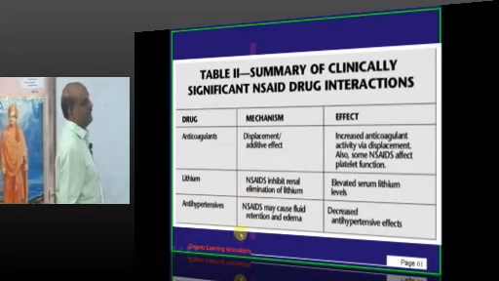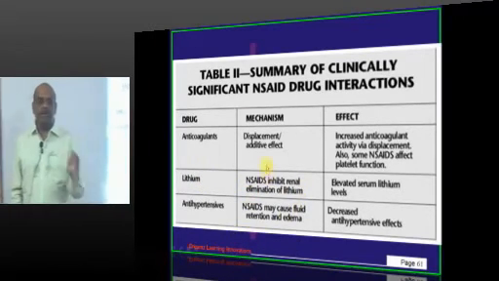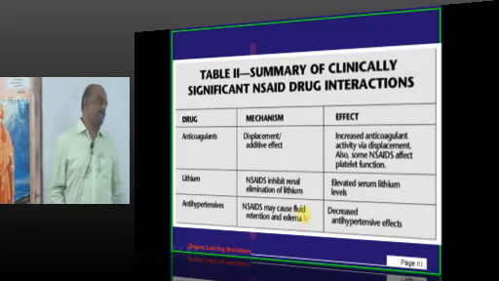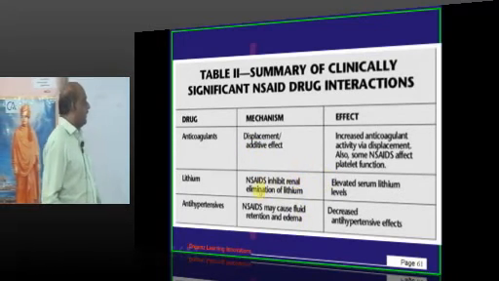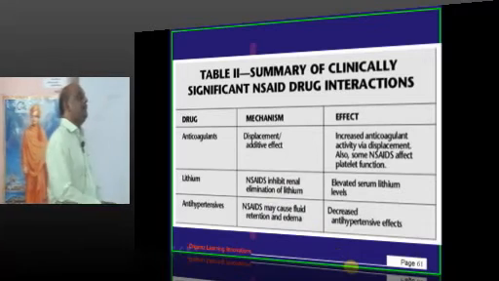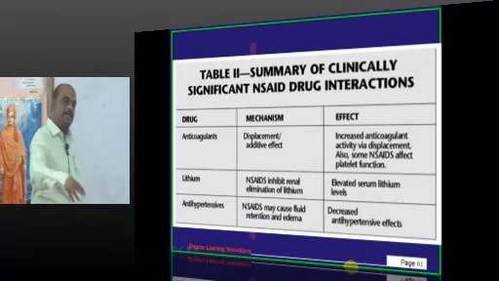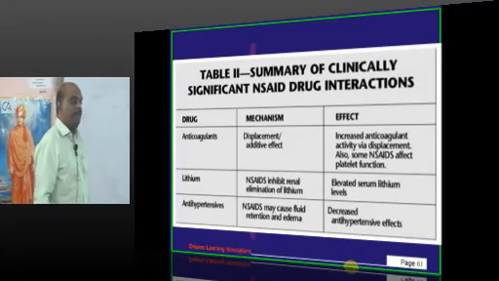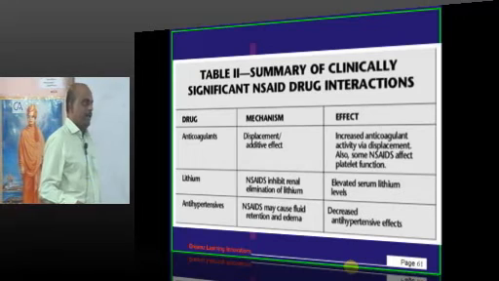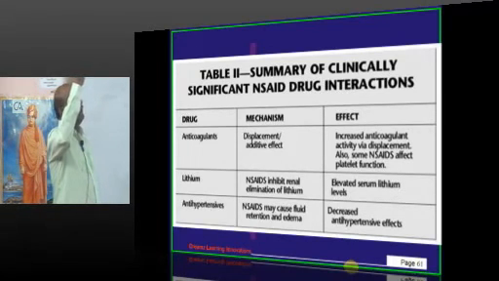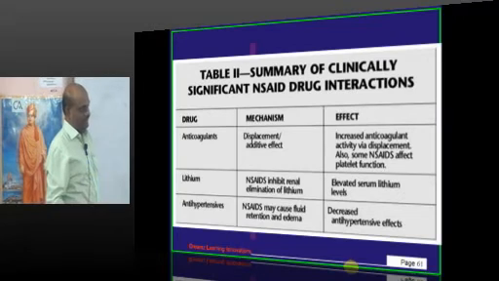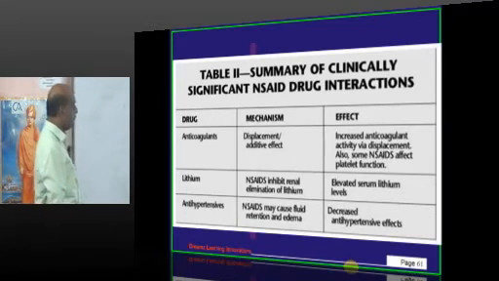Lithium. Lithium is a common drug we use in manic depressive states. NSAIDs inhibit the elimination of the lithium by the kidney. Normally lithium is eliminated by the kidney. If you use NSAID, lithium is not eliminated and lithium levels increase. Lithium leads to lithium intoxication if you use NSAIDs.